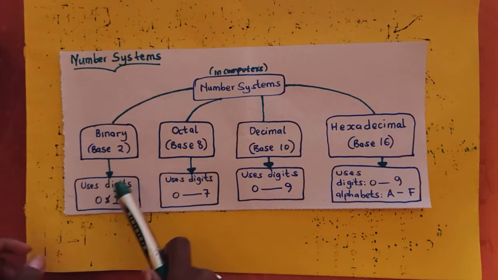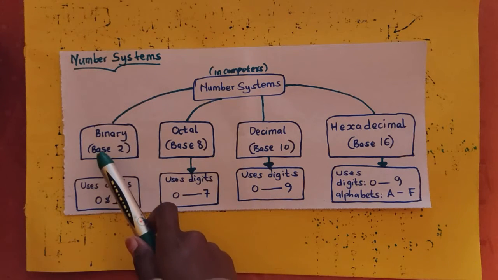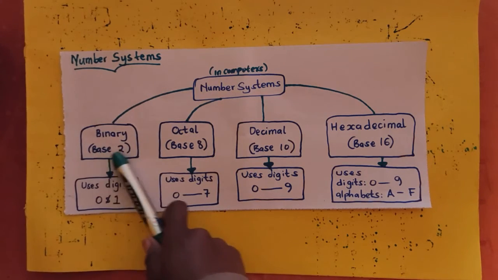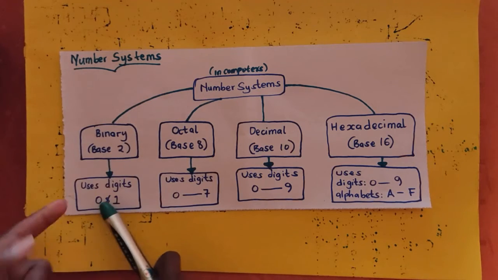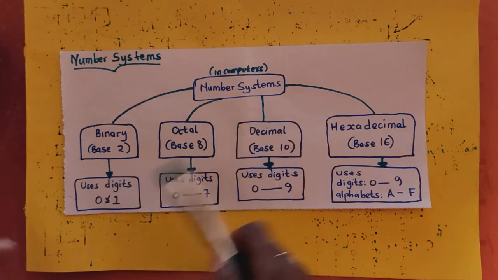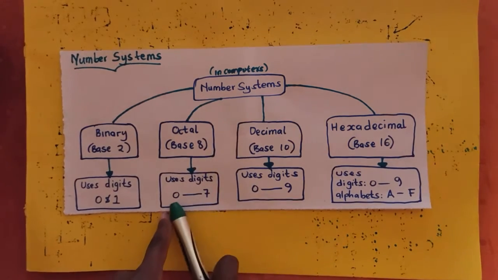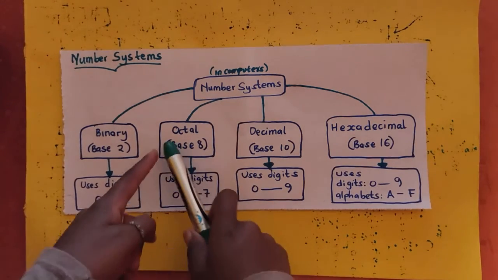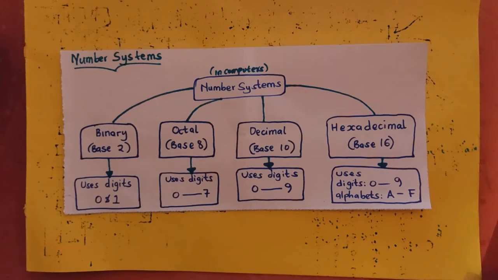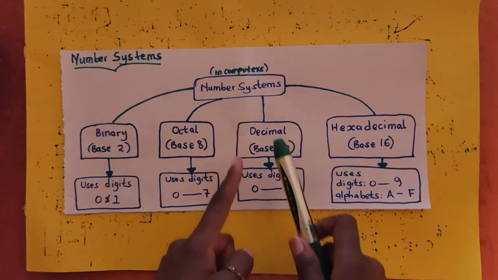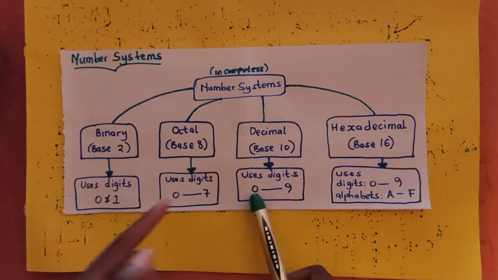So binary systems only use two values. We only have base 2. It's called base 2, and we only use 0 and 1. So in a binary system, you don't go past 1. In an octal system, it's base 8, and you use 0 to 7. That means you don't go past 7. In the decimal, which we're used to, it's 0 to 9.